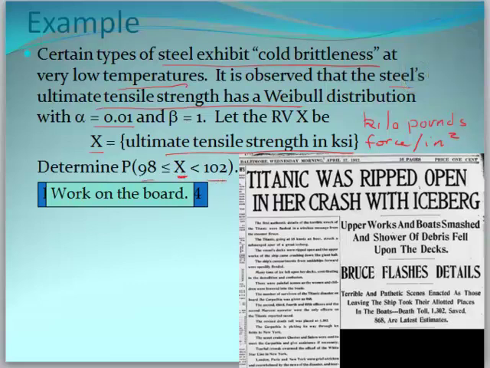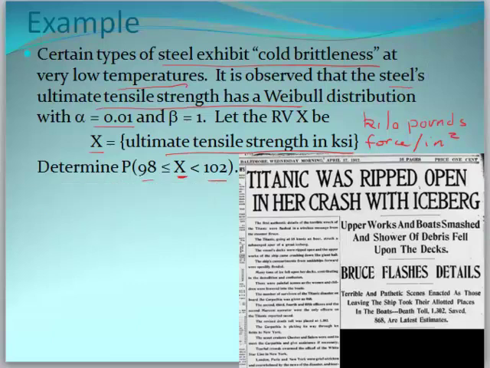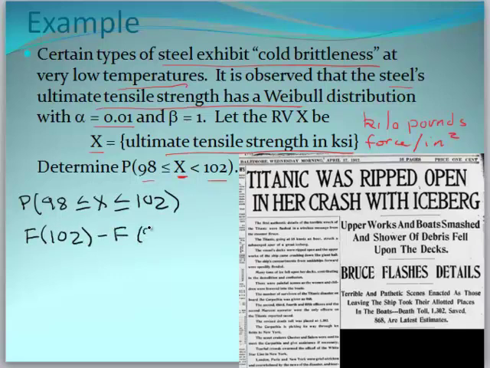So if we're doing that, we're actually just calculating the probability that 98 is less than or equal to x is less than or equal to 102, and that is the cumulative distribution function at 102 minus that of 98. And all we have to do is use that previous formula and plug things in. So here's our formula: F(x) equals 1 minus e to the minus alpha x to the beta, for x greater than 0, and of course it's 0 elsewhere.